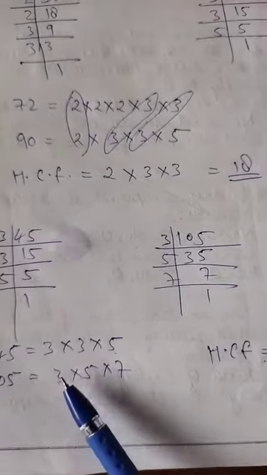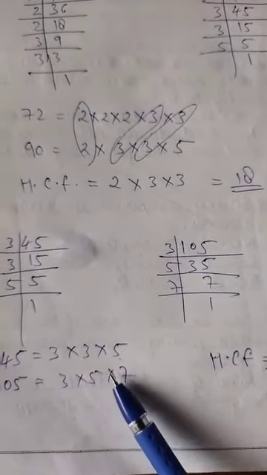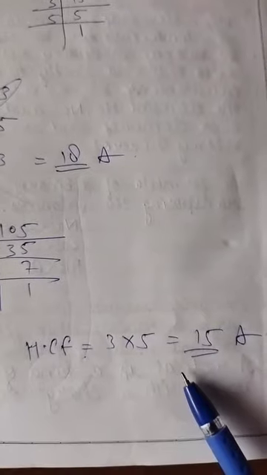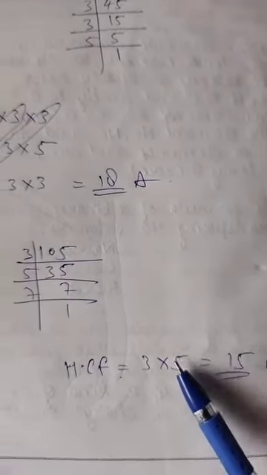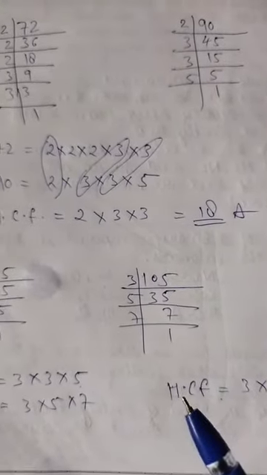Now what is coming common? Only 3 and 5. These two numbers are common in both the factorizations. So you will do 3 into 5, that is 15. This is our HCF, this is our answer. This is the only way to find the HCF by the prime factorization method.